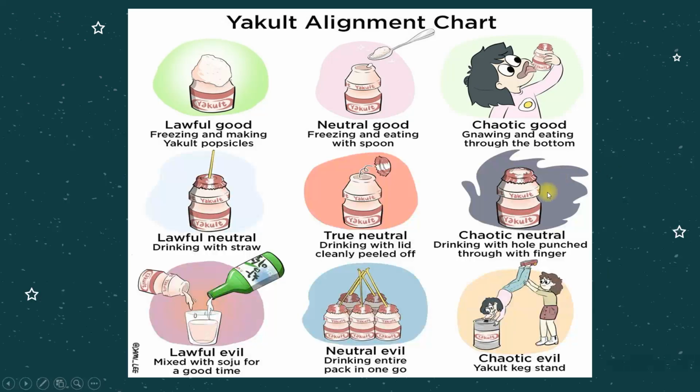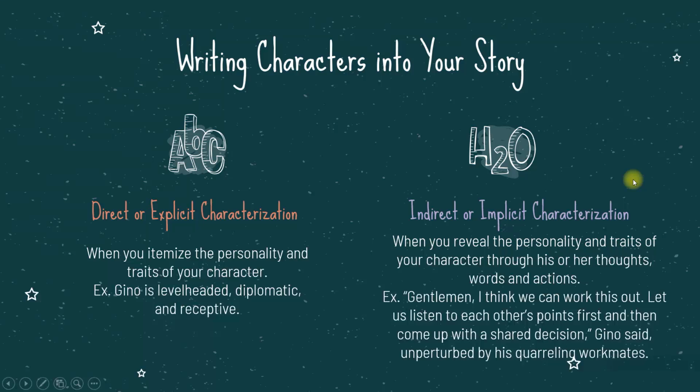So, ayan po. So, you can really use this character alignment chart to help you understand how your character will act and what are their moral values. You can do more research on this. There are plenty of videos online, TikTok, or Facebook that I see that you can really see examples of how these characters will act. So, characterization.